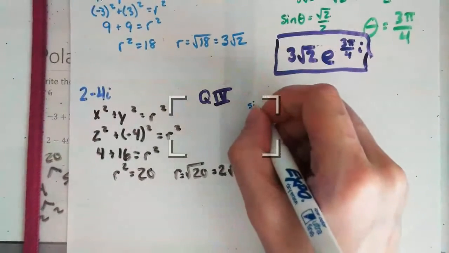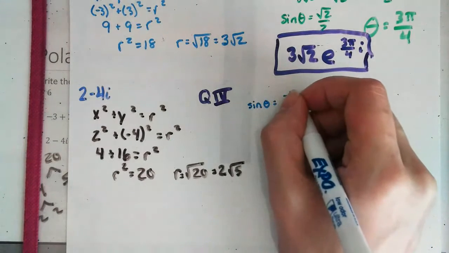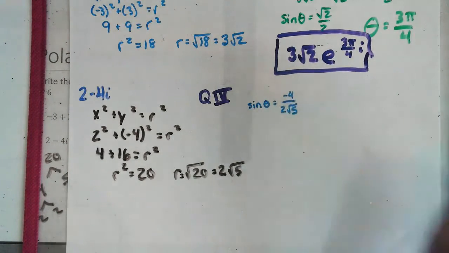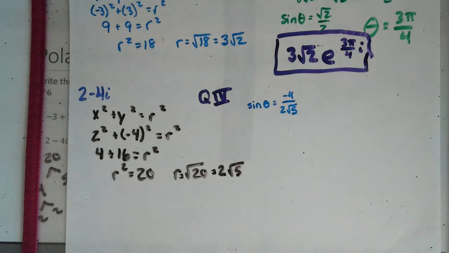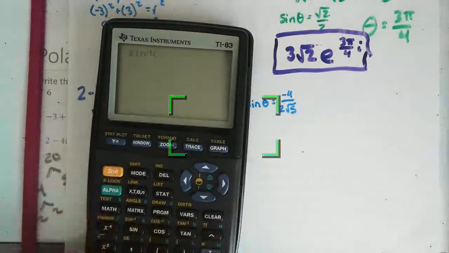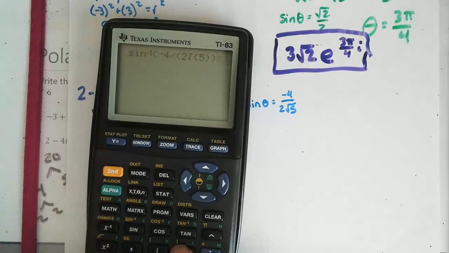I'll go ahead and use sine because that's what I've been using. The sine of theta is equal to the y value, negative 4, over the r value, 2 times the square root of 5. That's not going to end up anywhere on my unit circle. I know that because there's a square root of 5 in it, and we don't have that anywhere on the unit circle. We've been dealing with radians, so make sure you're in radian mode. And I'm going to take the inverse sine of negative 4 divided by 2 times the square root of 5.